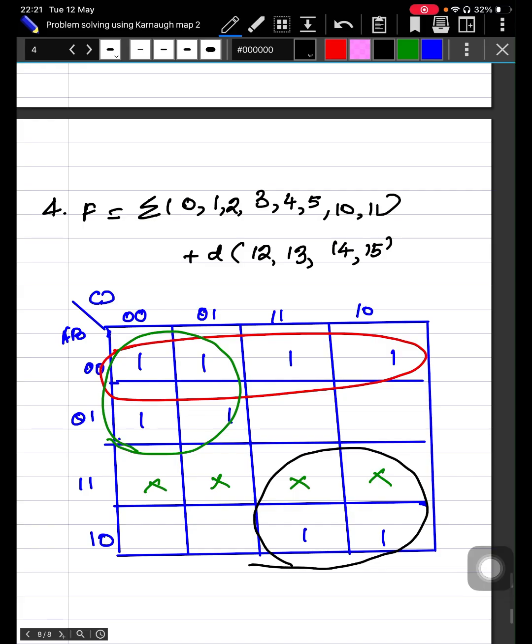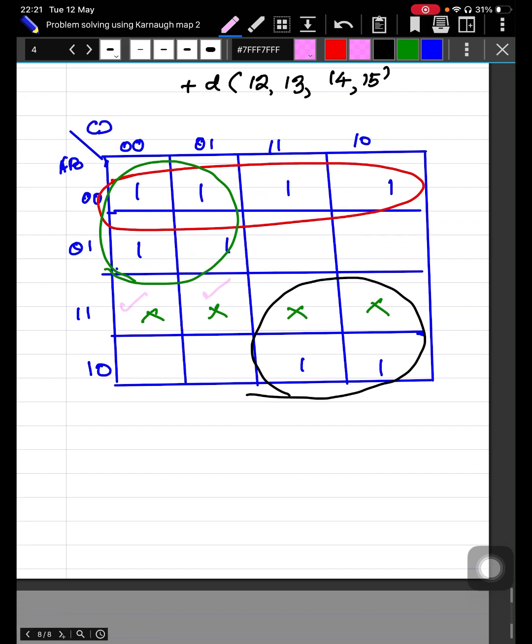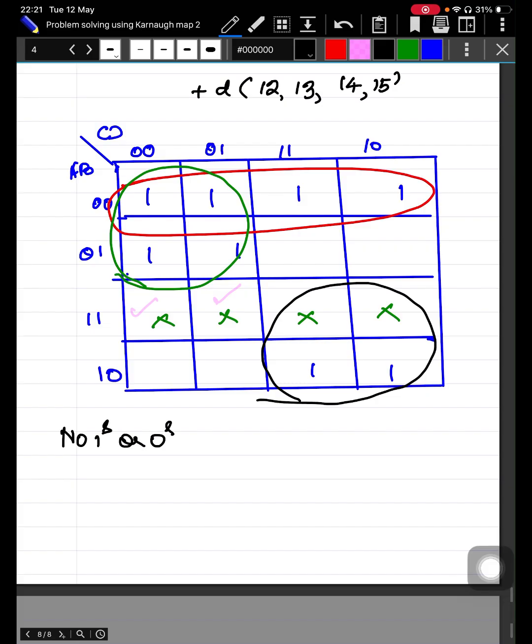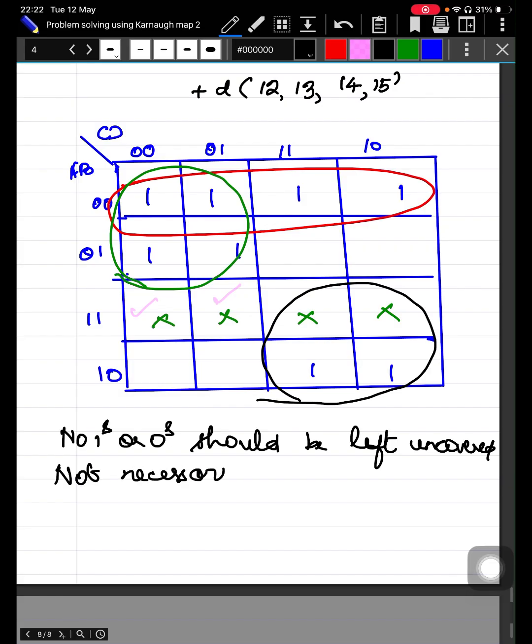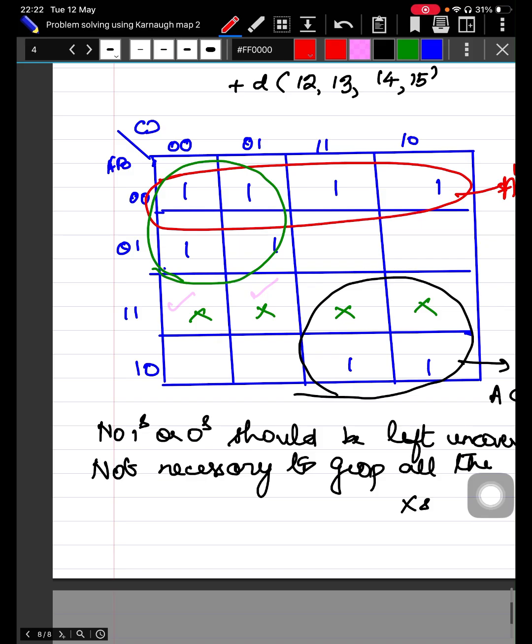Is my problem complete? You might ask me, no, it is not complete because these X's are left. No, it's not necessary to group all the X's. The X's are just used to help you in grouping the ones, right? The case is no ones should be left uncovered. At the same time, it is not necessary to group all the X's. The X's can be left uncovered. Am I right? So I'll write the name of the groups to just see how we got it, right? The red group has the name A dash B dash, and the blue group or the green group has the name A dash C dash, right?